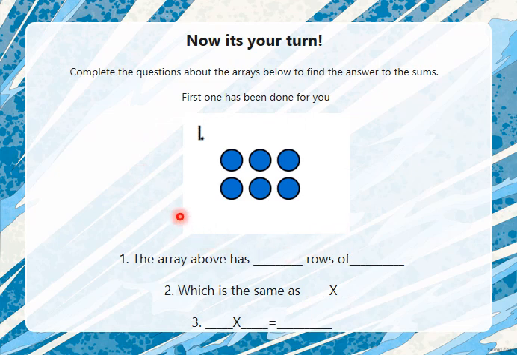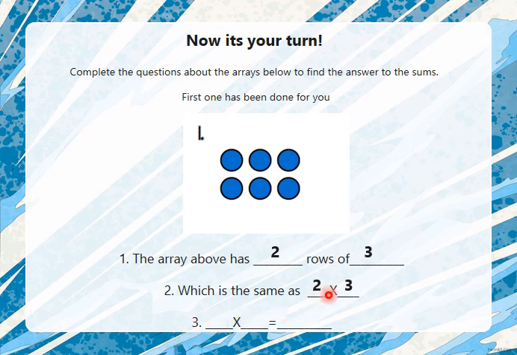So firstly, we need to find out how many rows our array is made up of. So let's have a look. We have 1, 2. We have 2 rows. How many in each row? 1, 2, 3. So therefore, we write in here, we have 2 rows of 3. Now we need to answer the next question. 2 rows of 3 is the same as 2 times 3.